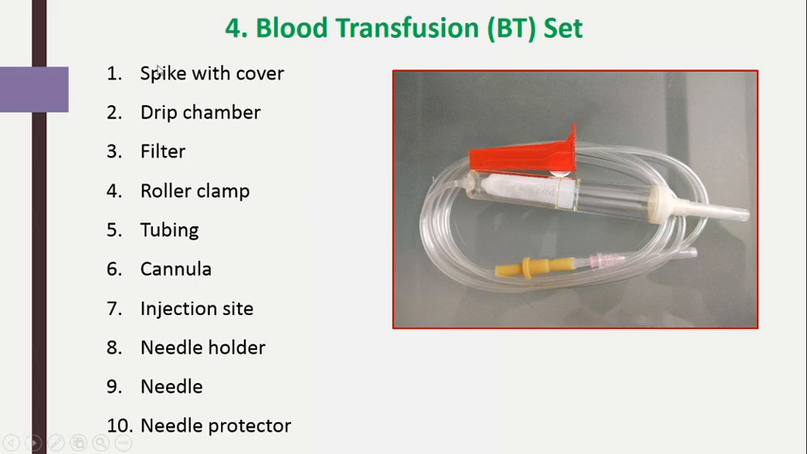It has different parts, like the spike with the cover. You can see in this picture, this is a spike cover. Inside this there is a spike, which helps to make the hole at the blood bottle. Another part is the drip chamber. You can see in this particular picture, this is a drip chamber.